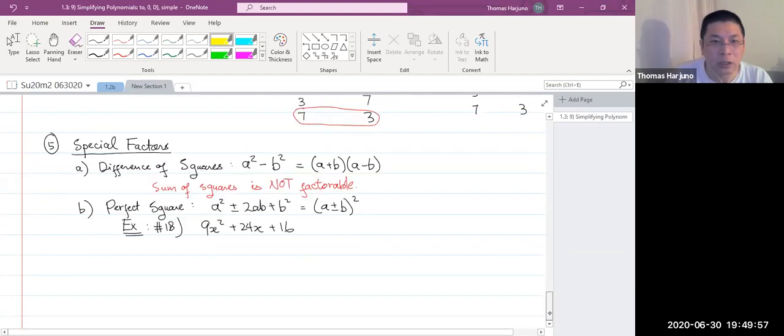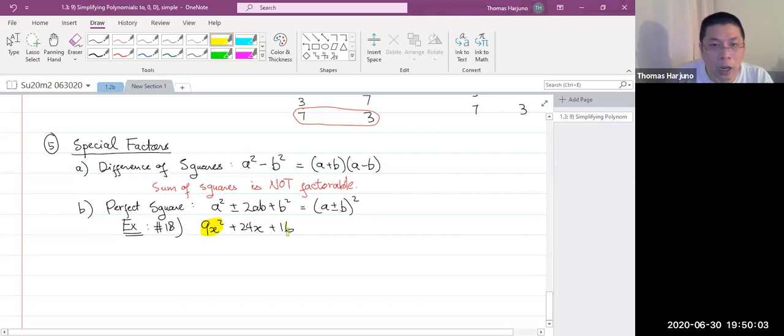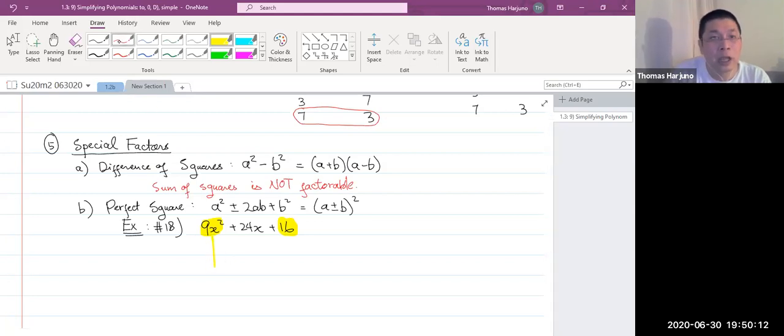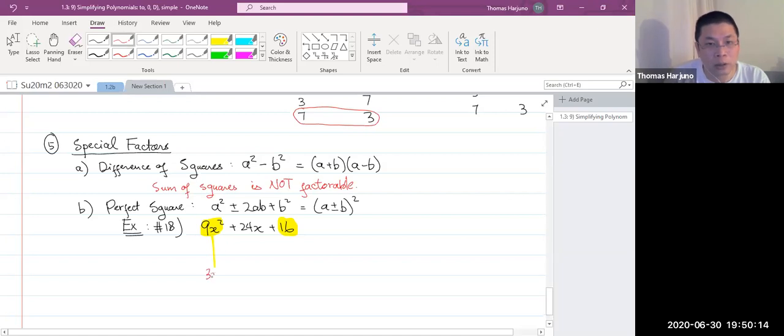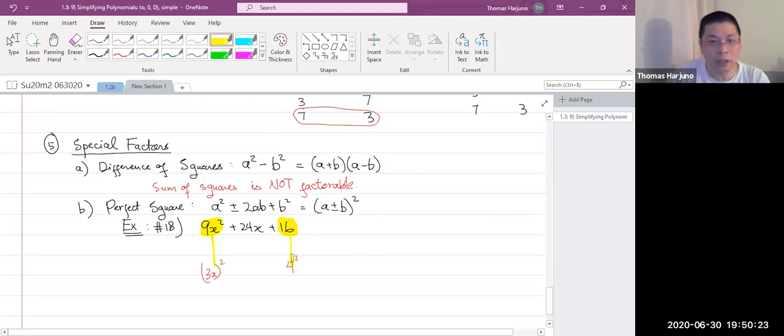If you see a trinomial where the leading term, the first term, and the last term are both square expressions, you see this 9x squared comes from 3x being squared, right? And this 16 comes from 4 squared. Then you should suspect that it may be, every time you see this situation, suspect that it may be perfect square, so you check this pattern first.